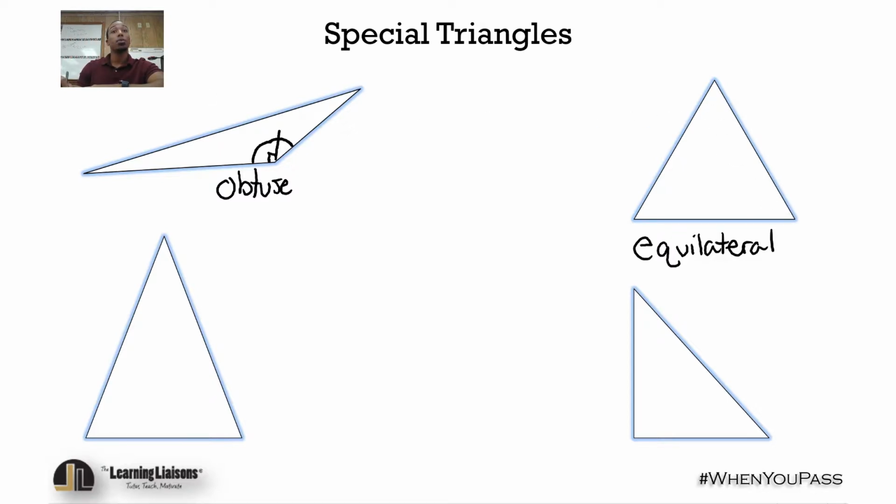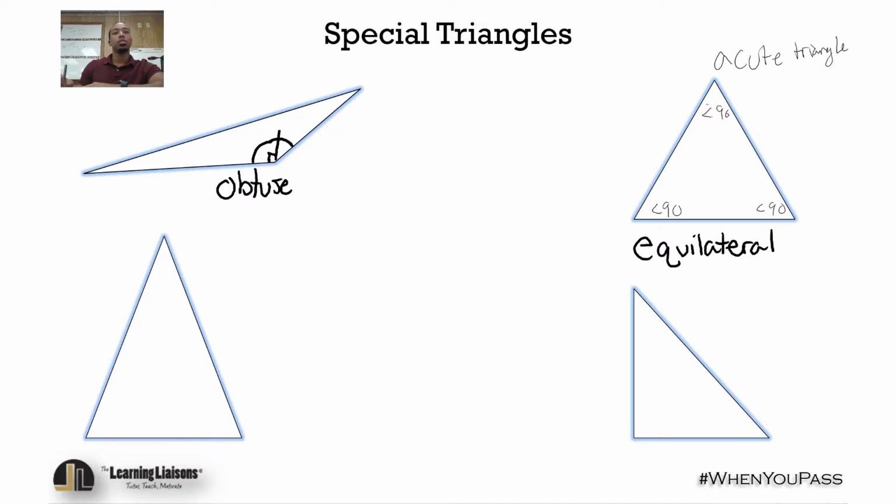All right, so again, if all three angle measures are less than 90 degrees, less than 90, less than 90, and less than 90, we would call this triangle an acute triangle. The word acute means less than 90 degrees in the math world, and so if all three angles are less than 90, it would be an acute triangle.